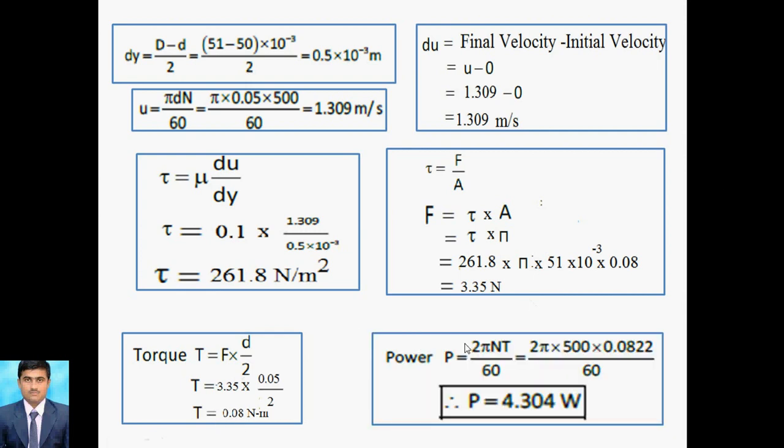Now we move to power, the last formula. So this is the power absorbed by the bearing. So P is equal to 2 pi nt by 60. We take the value of T as it is, that is 0.0822, and N is 500, already mentioned in the problem. So 2 pi as it is, divided by 60. So from that equation, P is equal to 4.304 watt. So this is all about the problem.